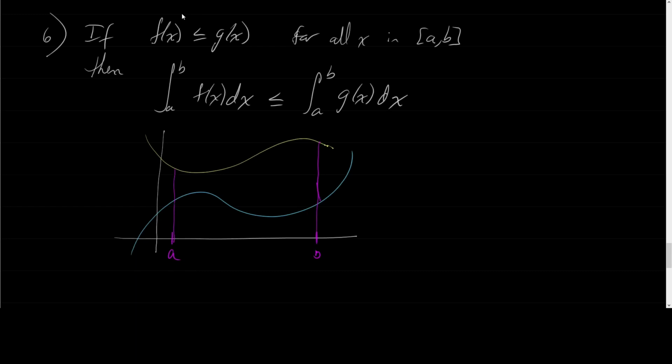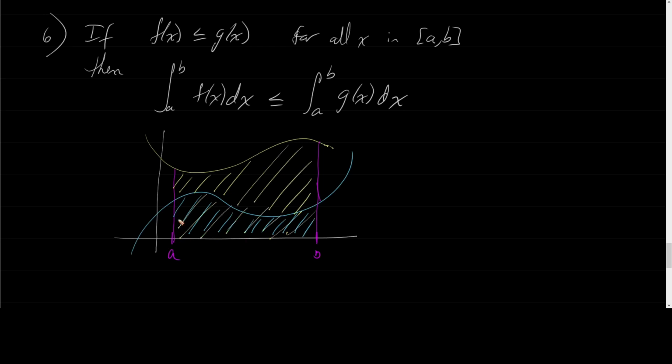Well, the blue area is just this, right? The area beneath the blue function. But the area beneath the yellow function will be the blue plus all of this, right? So in here, this is our function g, and in blue we have the function f. So essentially what we're saying is that inequalities are preserved over integration, all right?